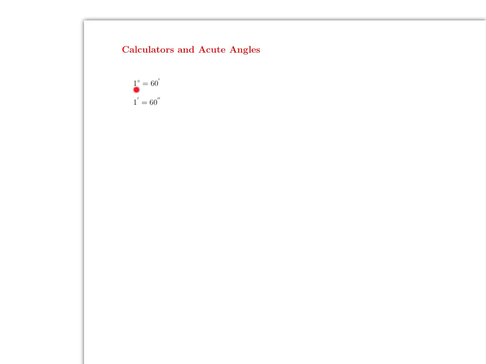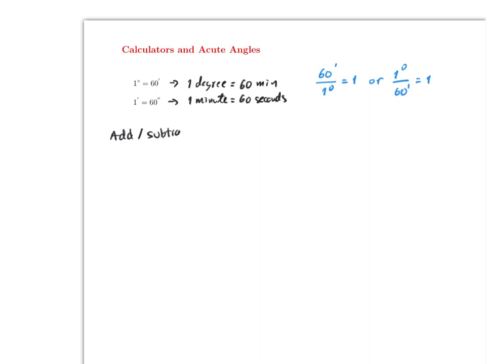Okay, so now a little bit of notation. This means 1 degree is equal to 60 minutes, and 1 minute is equal to 60 seconds. So this is what this means. Okay, so the conversion ratio is the following. Notice that 60 minutes divided by 1 degree should equal 1, or that 1 degree over 60 minutes should equal 1. So this is the conversion factor. So for example, you want to add or subtract angles in this fashion.